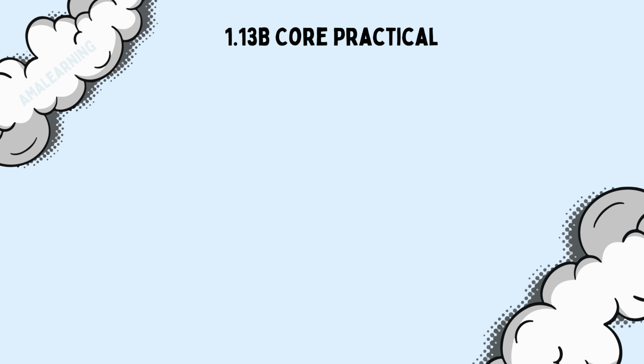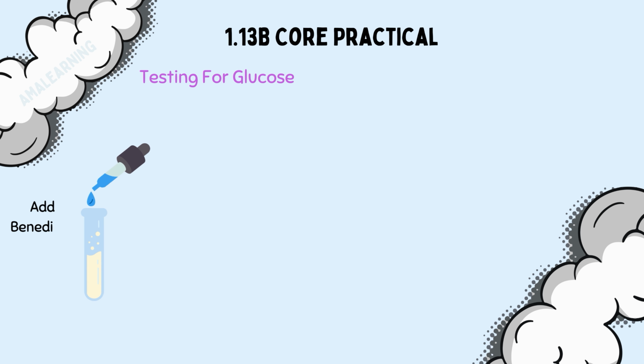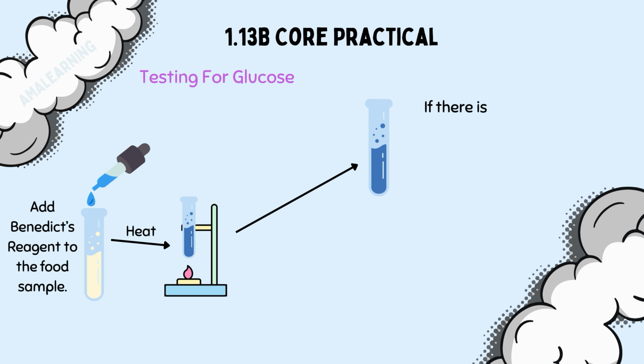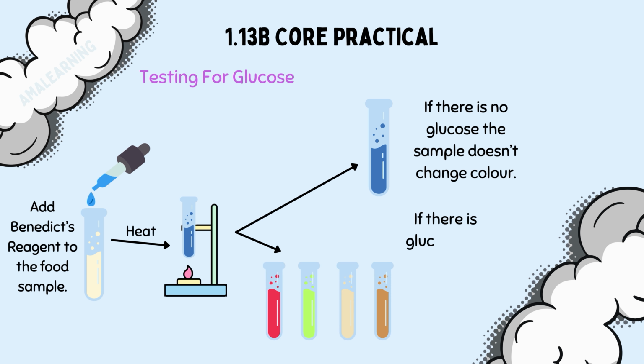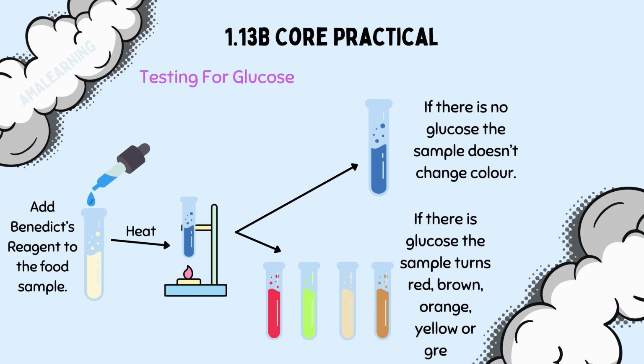Questions relating to the test for glucose are common, and hence knowing the process and the outcomes is important. When testing for glucose, add Benedict's reagent to a food sample. After heating it, if it does not contain glucose, the sample will not change color. If after heating it, the sample turns red, brown, orange, yellow or green, it means it contains glucose. The darker the color or the redder the color, the more glucose it contains.